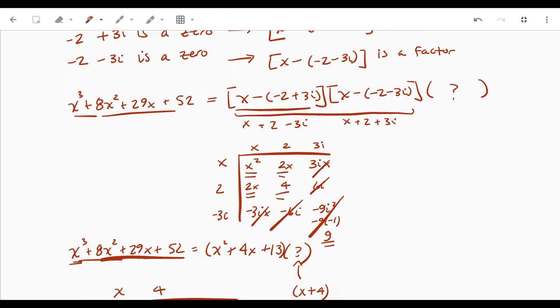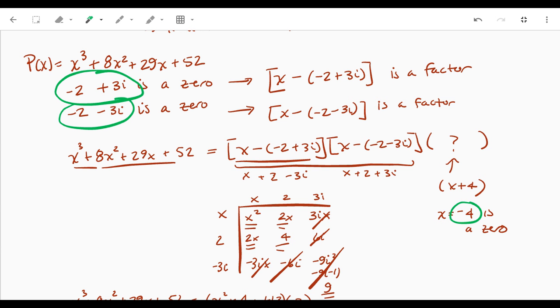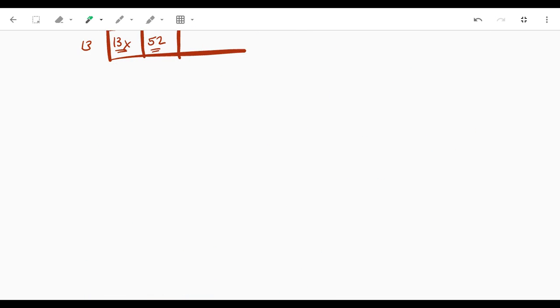Okay, which means up here, this other factor was x plus 4, which means I found all my zeros, right? So if x plus 4 is a factor, x equals negative 4 is a zero. So I'm just going to use green to circle all the zeros. This one was given to me. This one I know because they come in pairs. And then this one I just found. So there's my 3 zeros for my third degree polynomial. Okay, all right, moving on.